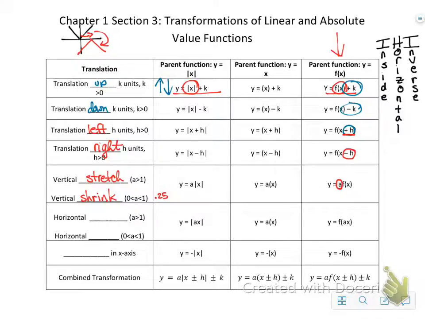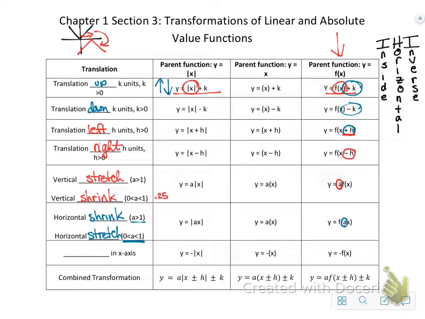Now, on this next one, we have horizontal. Horizontal is inside. And if you look, the A, which is what we're dealing with, is inside. Anytime you have something inside, you do the inverse. Inside inverse, inside horizontal inverse. So we have to do the opposite of what you would think. Instead of a stretch, when A is greater than 1, we have a shrink. And instead of a shrink, when A is between 0 and 1, we have a stretch. So we're going to invert our way of thinking.